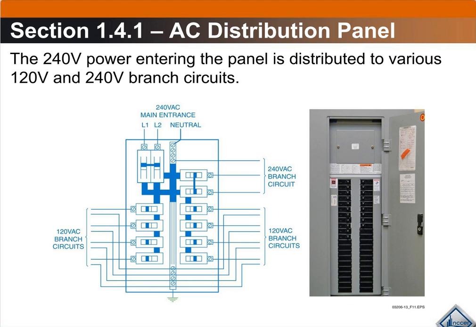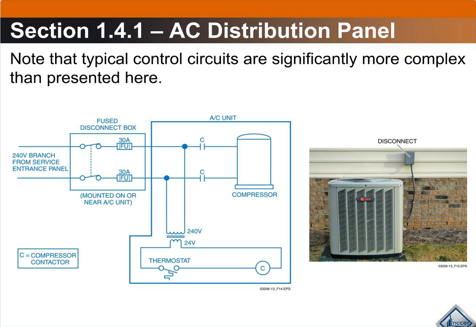But we're interested mainly in air conditioning and heating, so let's take a look at this. Let us assume that this circuit breaker right here is our outdoor condensing unit circuit breaker, and it's feeding a branch circuit to the outdoor condensing unit. So here we come into the condensing unit disconnect box, which is right here, coming from that 240 volt circuit breaker that we just took a look at.